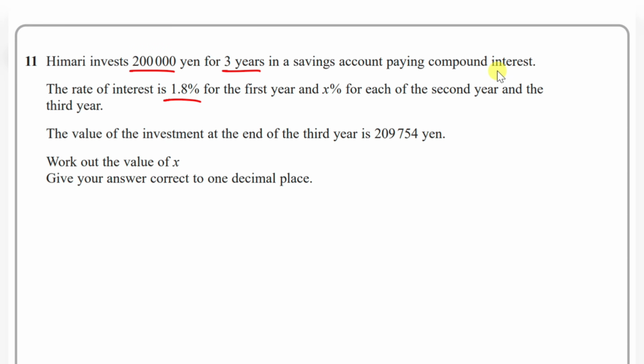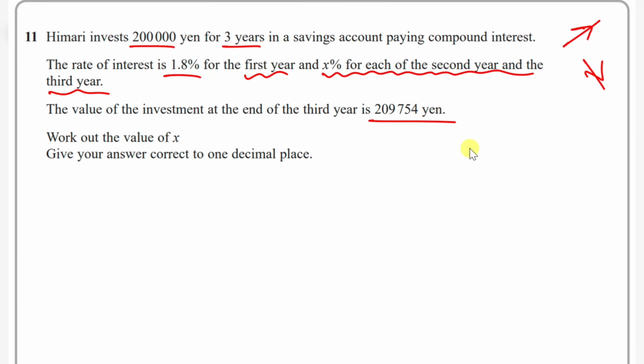Compound interest means the value is going up. The opposite is depreciation and going down. Now, we know that it's 1.8% for the first year. Very specific. And x% for each of the second year and the third year. And the value of the investment at the end of the third year became 209,754 yen. Okay, very clear, very easy way to work this out.